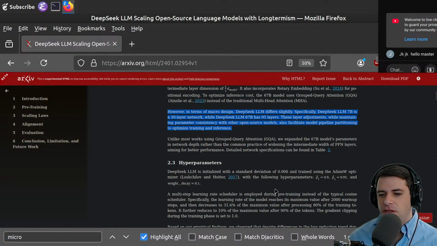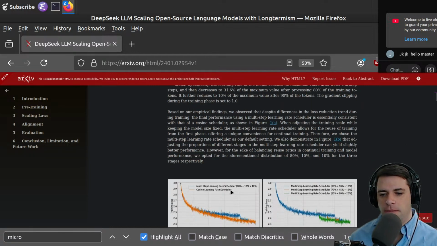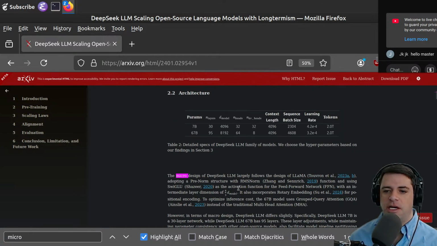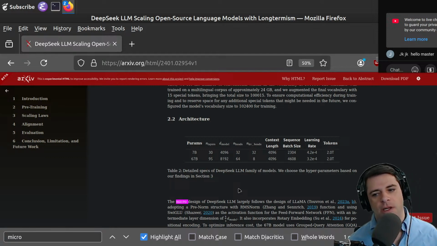Other than that, they talk about hyperparameter tuning and how they scale. And again, this is just at an initial glance, but other than that, it didn't seem like there was a lot of special sauce in the original DeepSeek V1 LLM paper. It seemed mostly like a modified Llama.